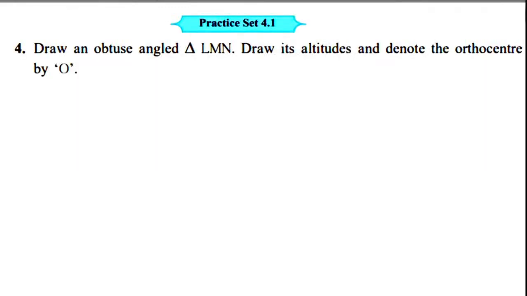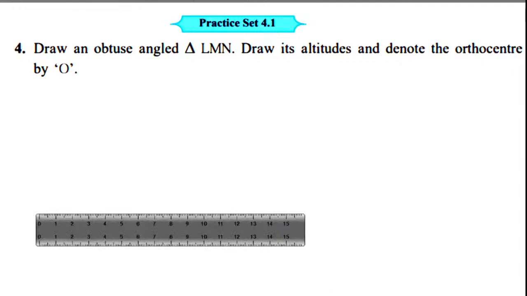Draw an obtuse angle triangle LMN. Draw its altitude and denote the orthocenter by O. First we draw obtuse angle triangle LMN. We know that obtuse angle means measure of one angle is greater than 90 degree. So let us suppose that in triangle LMN, measure of angle LMN is equal to 110 degree.